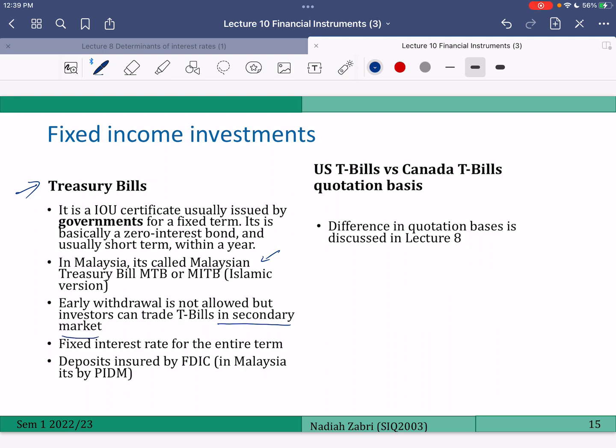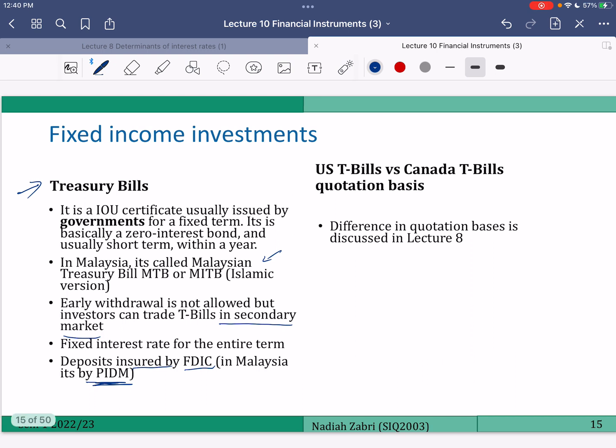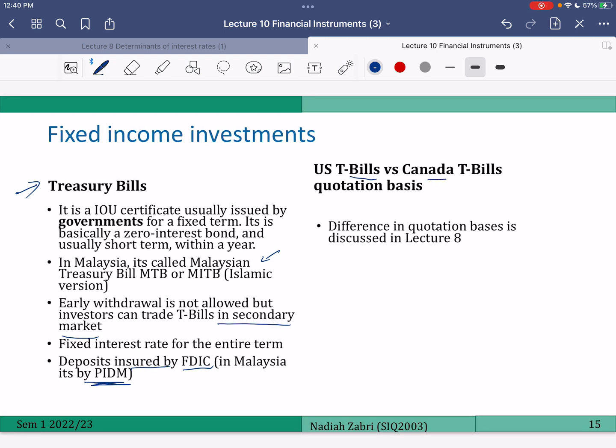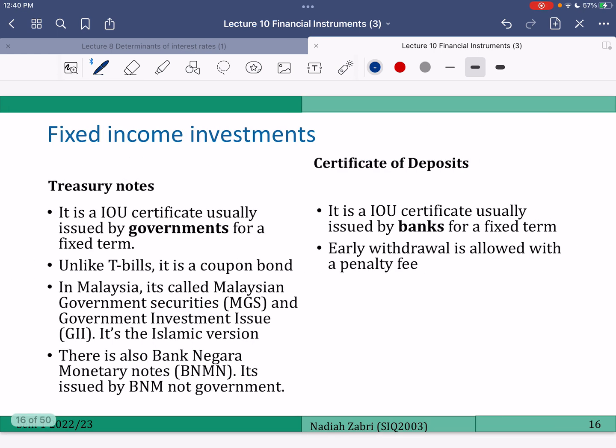Deposits are insured by the FDIC in the US, but in Malaysia, our deposits or investments are insured by PIDM. For T-bills in Canada and the US, they have different quotation bases. For the US, they use D, and for Canada, they use I. This is just the quotation basis of their yield rate. We covered this in lecture 8. Now we have covered Treasury bills.